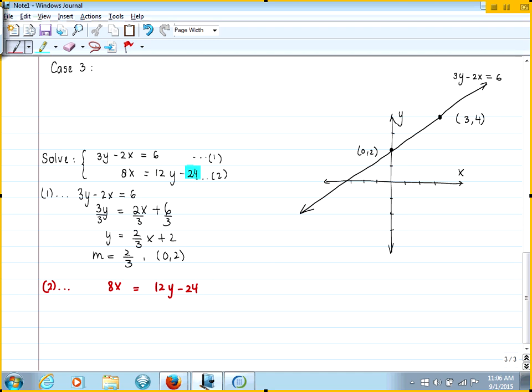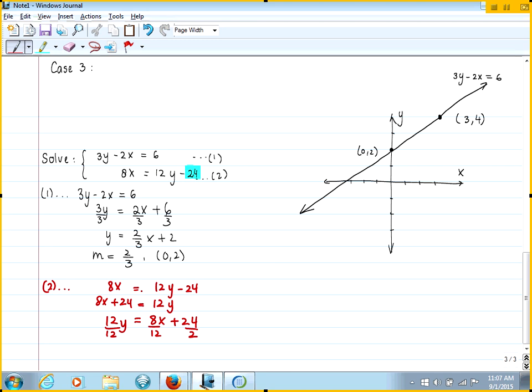Okay, good. How about the other one? 8x is equal to 12y minus 24. So what would you do here with the y? Yes, y by itself. So 8x plus 24 is equal to 12y. Then divide by 12. Let me write it like this. 12y is equal to 8x plus 24. Divide by 12? Yes. Because if you say 8x plus 24 equals 12y, it's the same as saying 12y equals 8x plus 24. That's what we're used to, right? The y is on the left. That's why we moved it to the left.